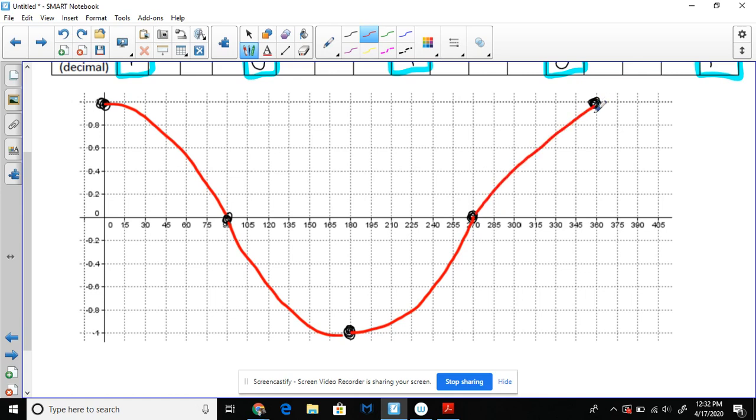All right, so here, this is our cosine graph. And again, when you look at the breakdown, right, these are my different quadrants, right?